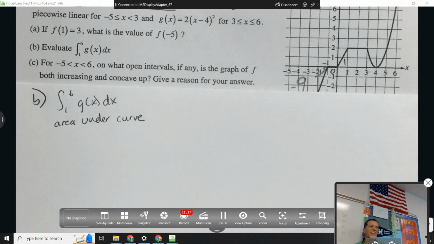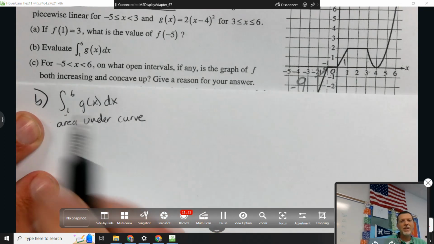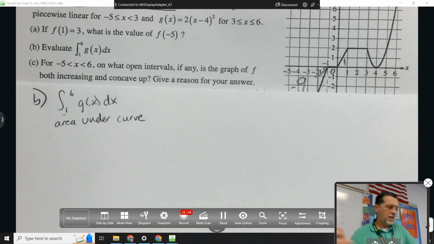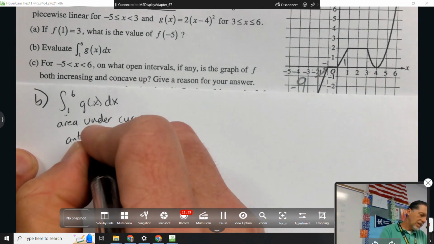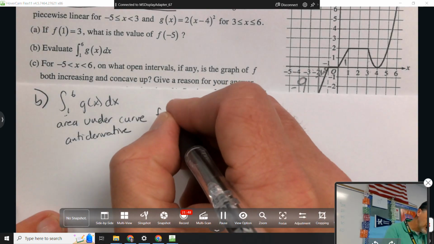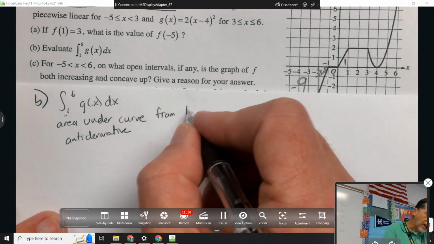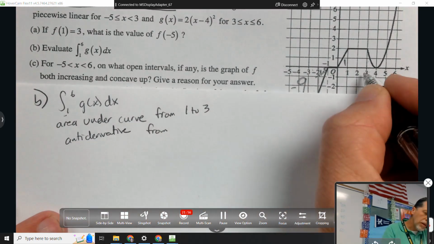What's that, Nick? As a parabola, I don't know what the area under a parabola is. So how else can I handle this integral? What else does it mean? It means area under the curve, but it also means f of 6 minus f of 1. Antiderivative. So this is a weird one. I'm going to do area under the curve from 1 to 3, because I can do that. And then I'll do the antiderivative from 3 to 6.